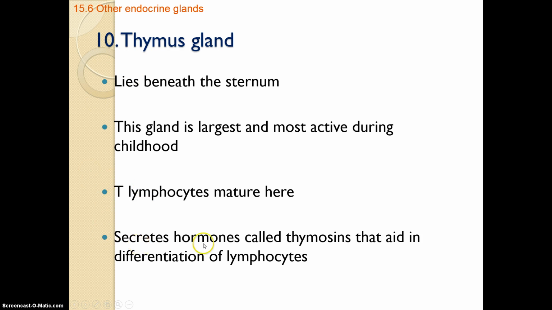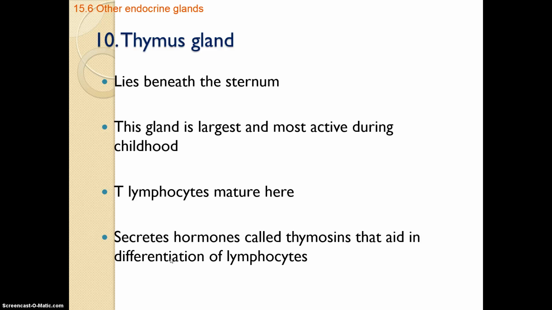And they do secrete hormones. These are called thymosins. Oh, it's so wonderful. The name goes with the name. I love that. And the whole point of this hormone is to get different types of T cells. You don't want all of your T cells to be the same type.